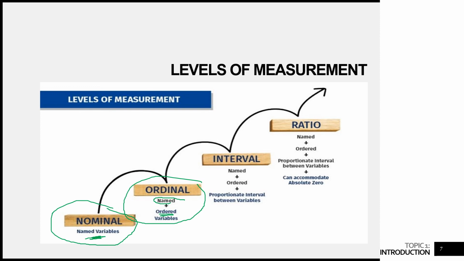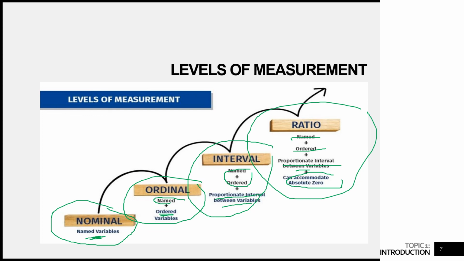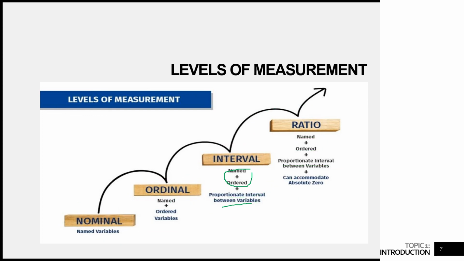Now, for something which you can name and order, and this time around you can actually calculate the difference between them, or find the proportions between them, it becomes the interval level of measurement. And finally, the highest level of measurement: not only can you name them, order them, and calculate the difference between them, there's also a meaningful zero, it becomes ratio. I hope with this diagram you can understand levels of measurement better.